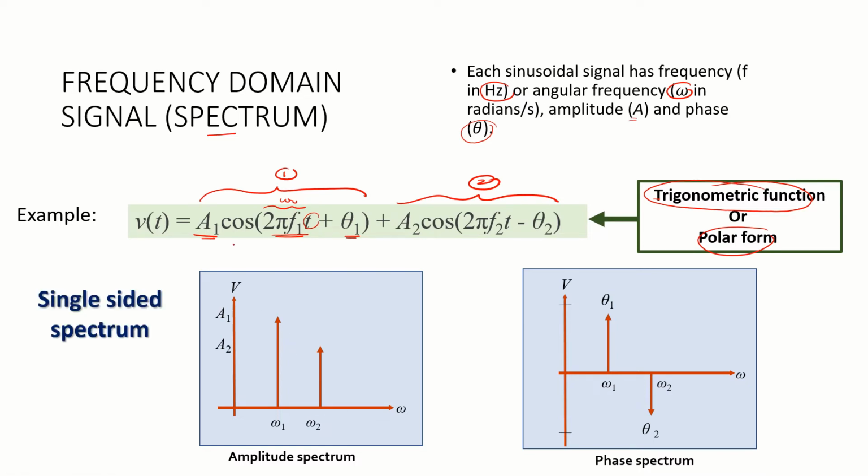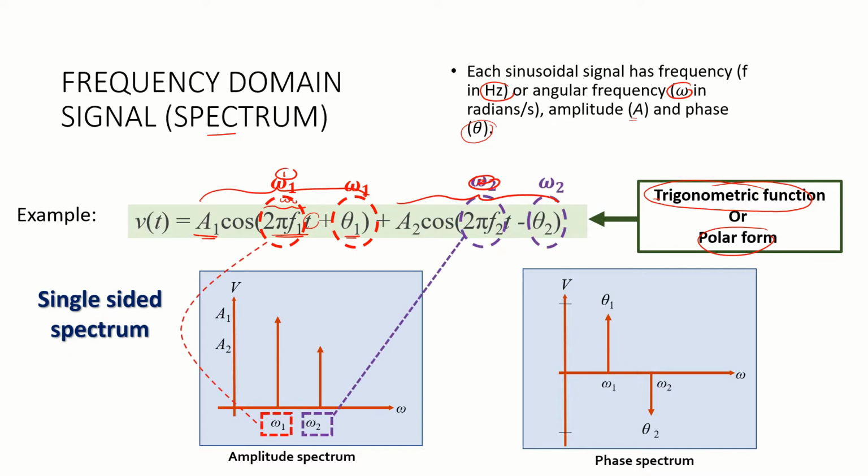The amplitude is known as omega 1. So this is omega 1 and this is omega 2. This omega 1 is going to be on this component. This is going to be the first component, this is going to be the second component. And the same goes for the phase.